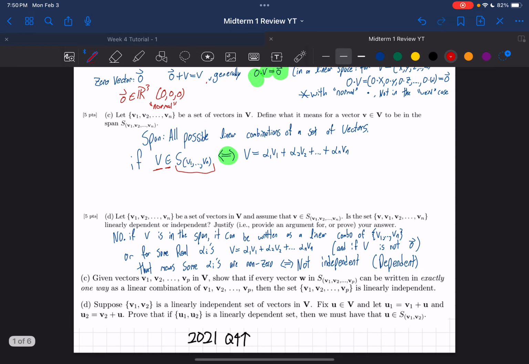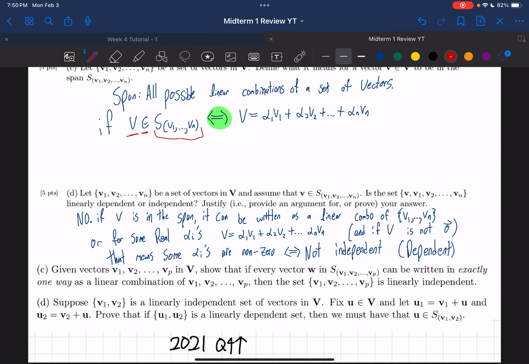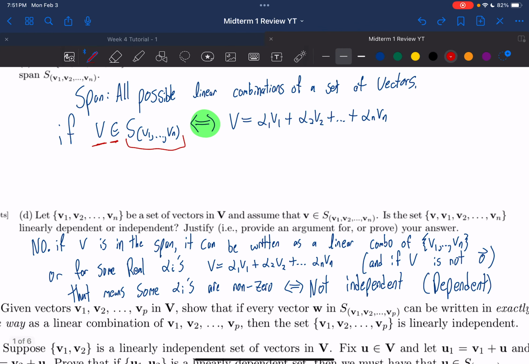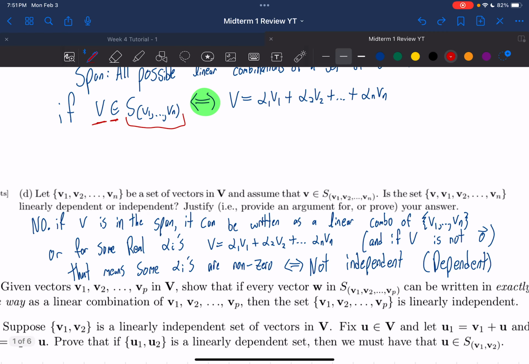Okay, we're going to move on to the last question here, which is pretty easy. We have a set of vectors, v1 to vn, and then we have some other vector v that's within the span of these. Recalling up here, the span is a linear combination of those other vectors, right? It's some scalar times our vectors added together. So if we have a vector in our span, we know it can be written as a linear combination of our vectors v1 to vn.